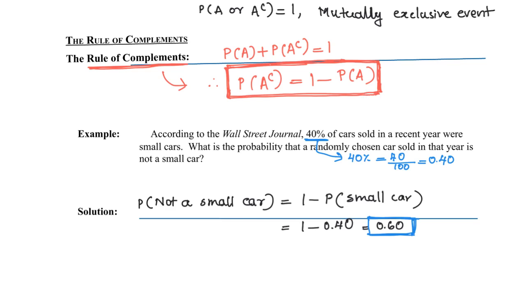So let's look at an example. According to the Wall Street Journal, 40% of the cars sold in a recent year were small cars. What is the probability that a randomly chosen car sold in that year is not a small car? So this is the complement of that event. So probability of not a small car equals 1 minus the probability of choosing a small car. The probability of choosing a small car is 40%. 40% in decimal is 40 divided by 100, that is 0.40. So subtract that from 1, we will get 0.60.